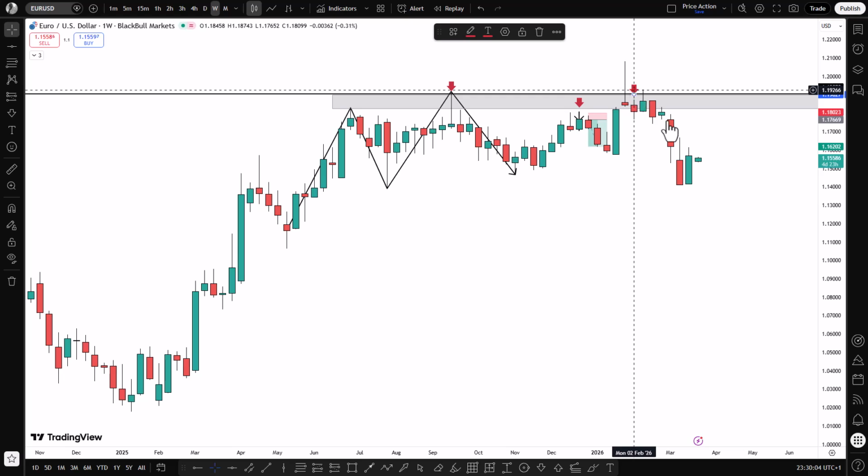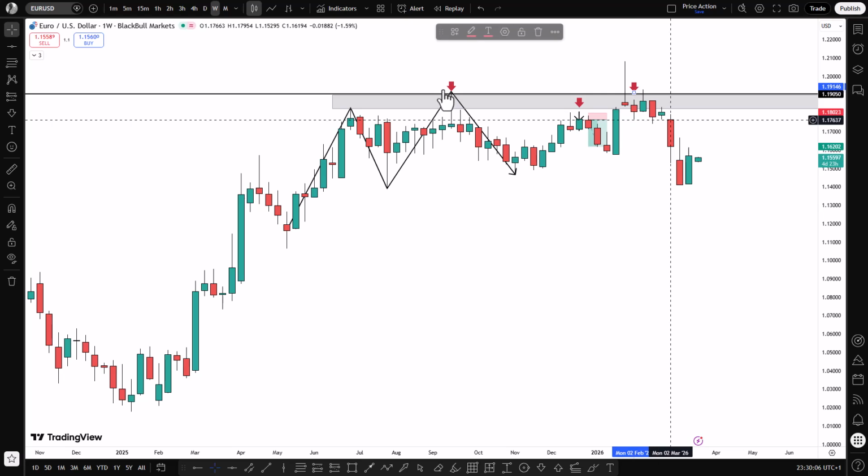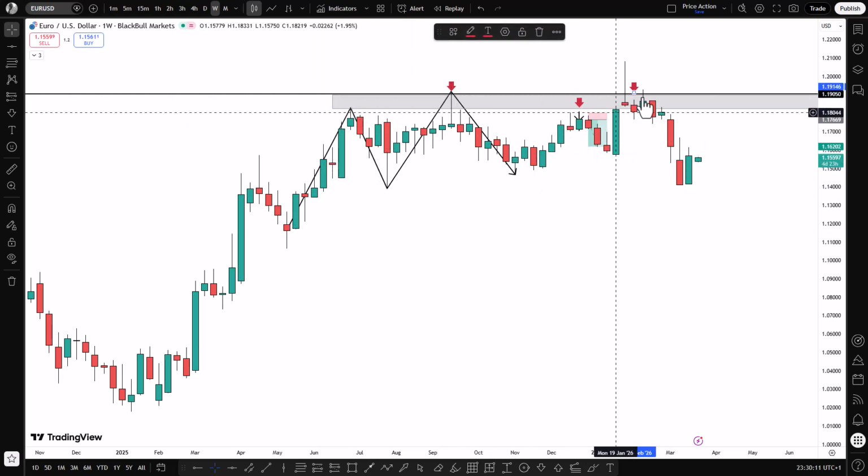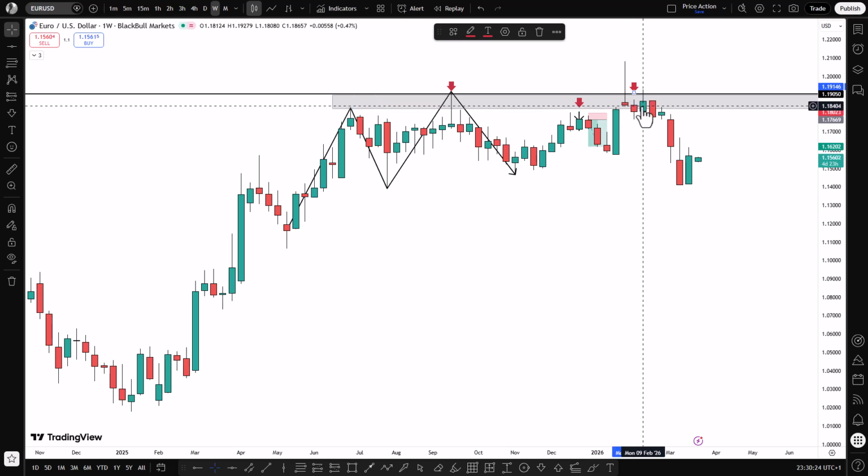Okay, why am I looking for an entry to the short side? Number one, price has gone from forming higher highs and higher lows to now even struggling to break above this resistance area. So clearly, price is struggling to continue moving up. There's a weakness by the bulls. And after you see this price rejection candlestick, we know that that weakness is being confirmed. So now we want to go to the lower time frames.